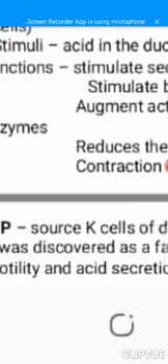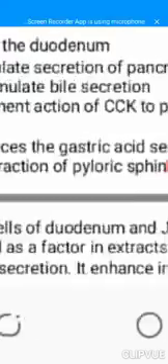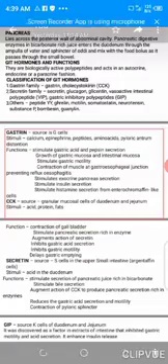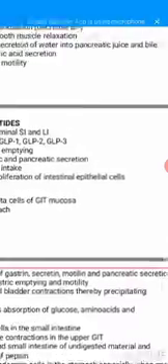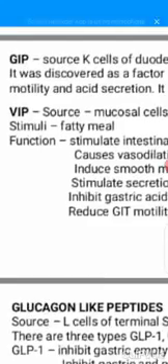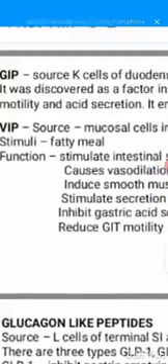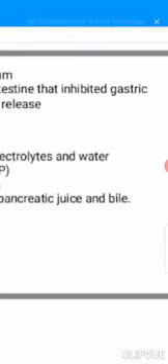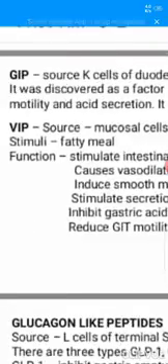You remember the full meaning? All right. So the GIP is produced by K cells, and these K cells are present in the jejunum and duodenum, so just remember that they are present in the small intestine. Then what is the main function of the GIP? Just from their name, gastric inhibitory peptide, their main function is actually to inhibit the stomach.